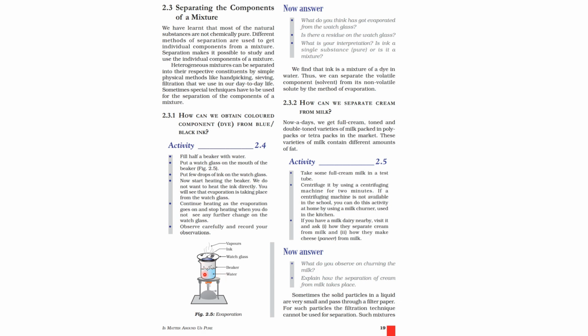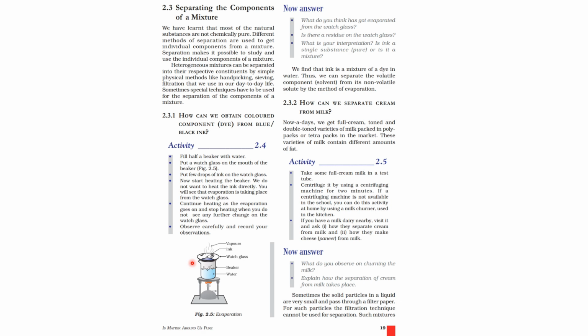Take a beaker and fill it half with water. Take a few ml of ink, blue or black, in the watch glass and place it on the mouth of the beaker. Start heating the beaker and observe. Heating is continued as long as evaporation takes place. Heating is stopped when no further change can be noticed on the watch glass.